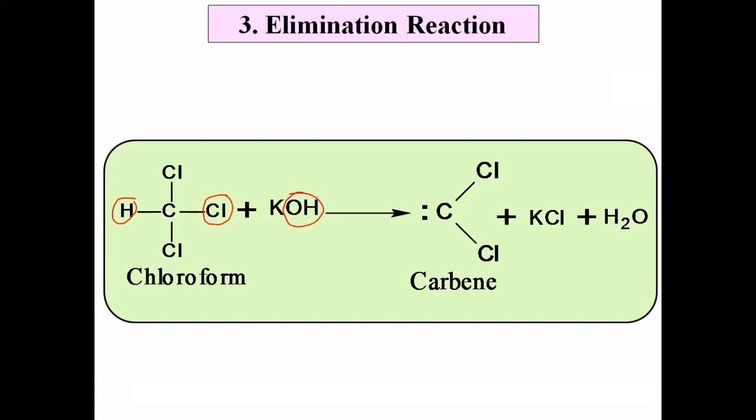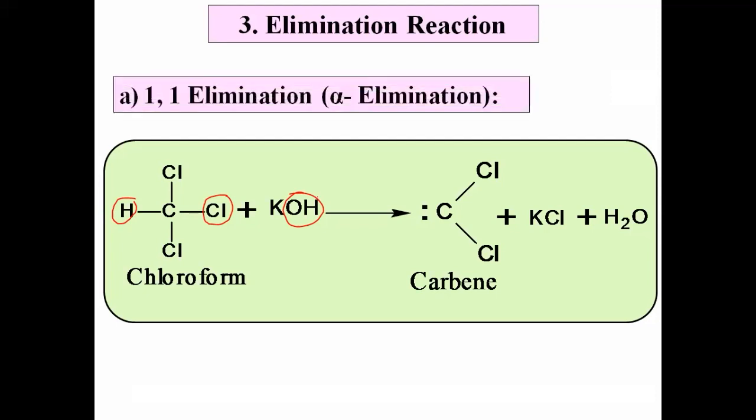Eliminate means to remove out, and thus the reaction in which two atoms or groups are removed from a molecule without being replaced by another atom or group is called an elimination reaction. And this is a simple example of an elimination reaction. Again, elimination reactions are sub-classified into two types. One is 1-1 elimination or alpha elimination. The first type is the 1-1 or alpha elimination.